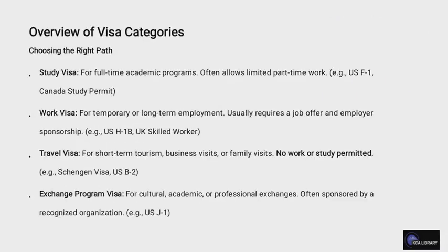Let's quickly have an overview of visa categories. For you to choose the right path, you need to understand this. The first one is the study visa, and this is for full-time academic programs. It often allows for limited part-time work. And for the work visa, it's for temporary or long-term employment. It usually requires a job offer and employer sponsorship.